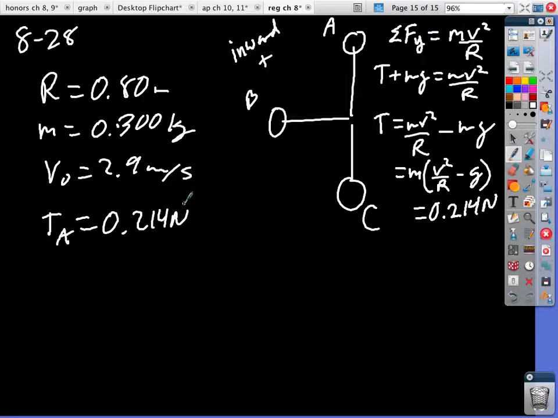Now, I'll go in yellow. Sum of the forces in x is equal to mv squared over r. And then there is no force. There's only tension because gravity points straight down. Okay, so that's not really affecting it. So T is equal to mv squared over r.